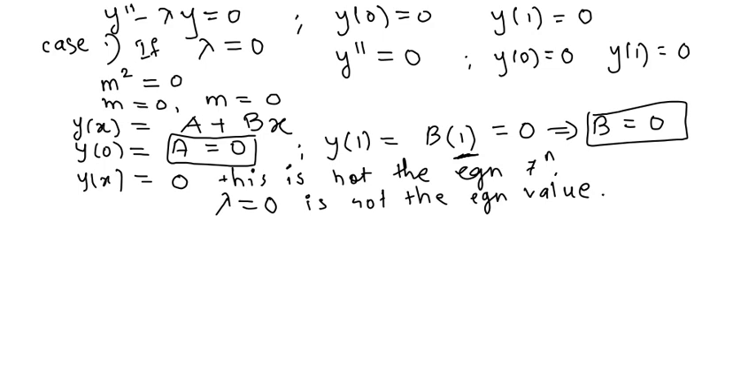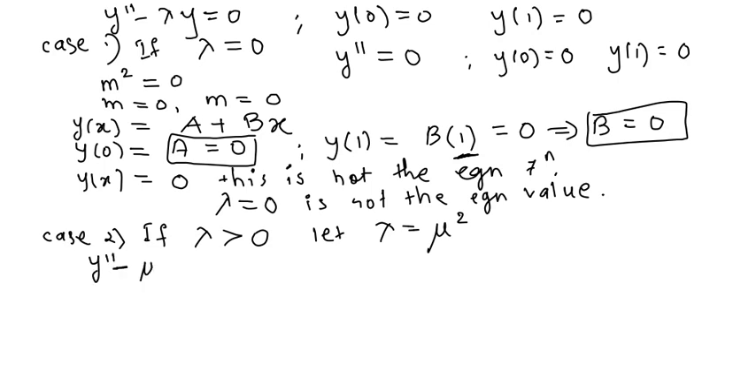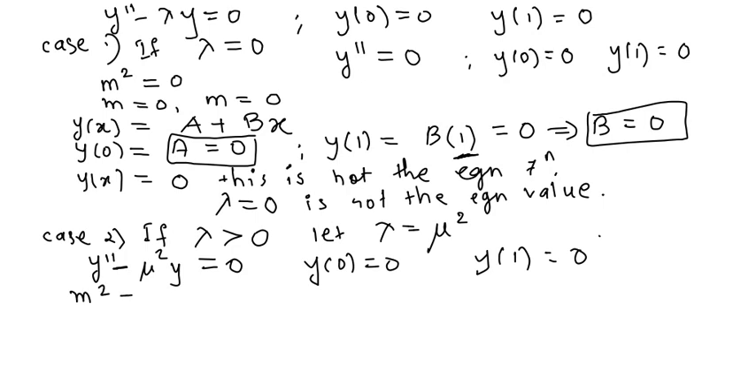Okay, now we go for the second case, case 2. So if lambda is greater than 0, suppose let lambda be equal to some mu square, then how will the boundary value problem look like? y double dash minus mu square y equal to 0. The boundary conditions: y of 0 is 0, y of 1 is equal to 0. So the corresponding auxiliary equation will be what? m square minus mu square equal to 0. So that will imply m is equal to plus or minus mu.